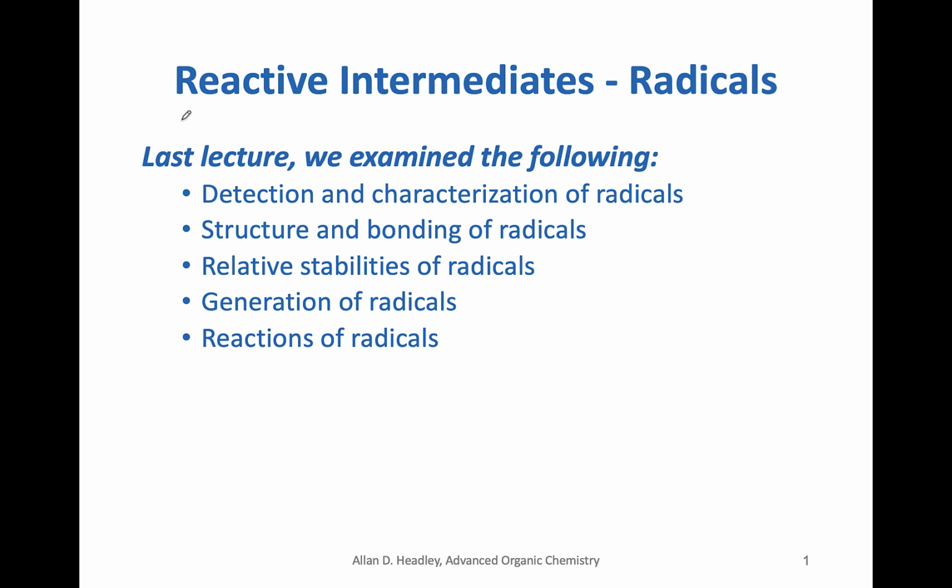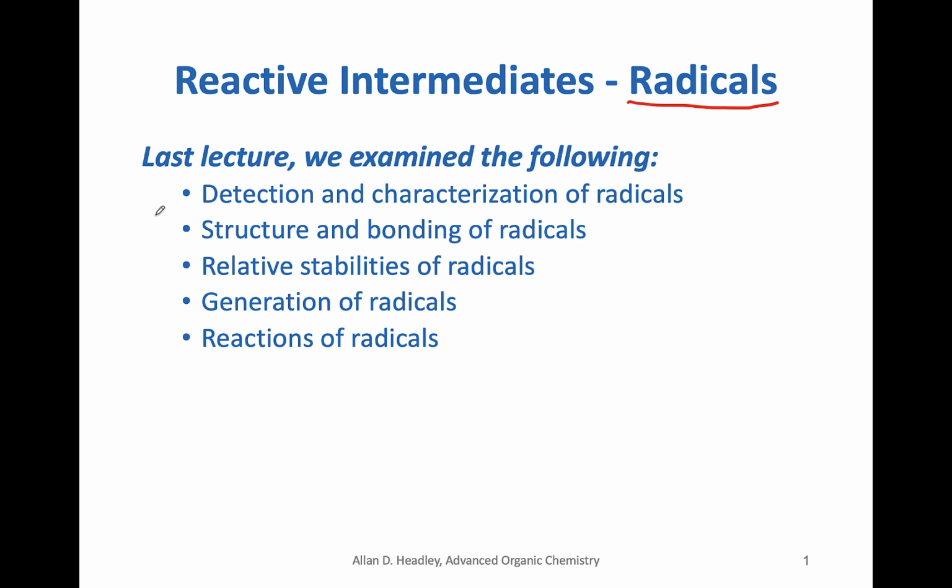In this lecture, we will continue our discussion on reactive intermediates, and specifically the one that we're looking at is that of radicals. As a quick review, last lecture we looked at the detection and characterization of radicals. You may recall that since radicals have an unpaired electron, based on that spin, in the presence of a magnet, it can be detected.